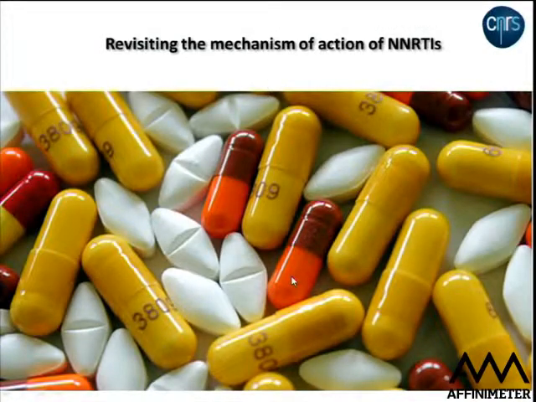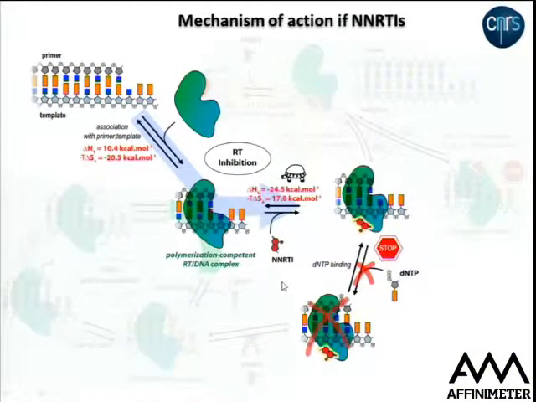So putting all this data together, we can now propose a new mechanism of inhibition for NNRTI, where we have to distinguish between two inhibition pathways. A first one where the protein binds DNA, forming the polymerization competent RT-DNA complex. The inhibitor can bind to this complex, but very slowly. But when it's bound, it prevents the binding of the incoming nucleotide, and the enzyme is inactivated.